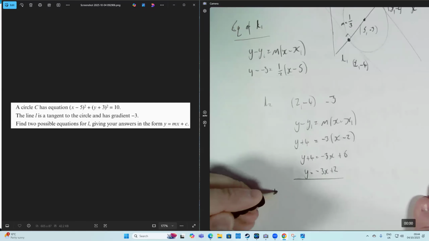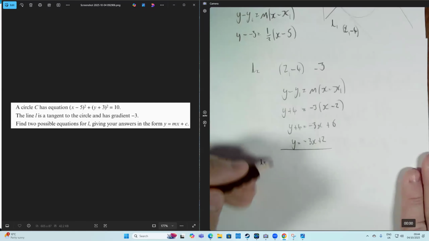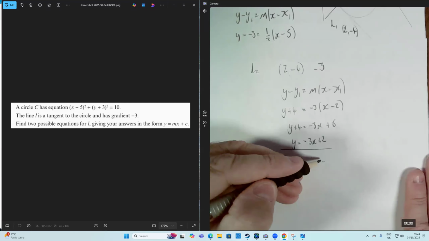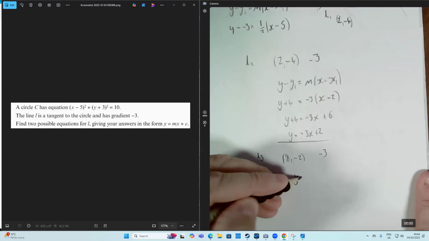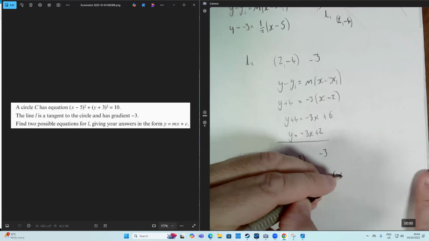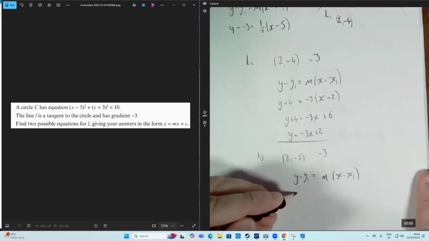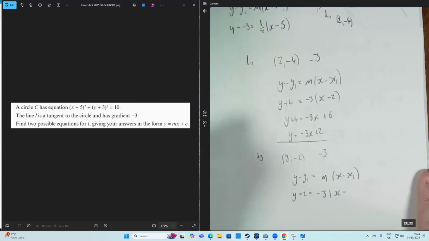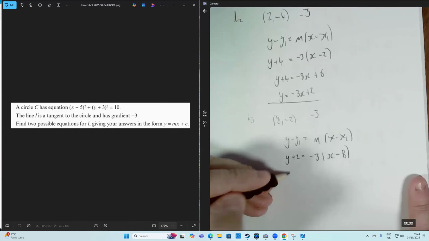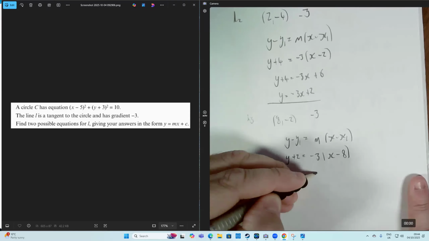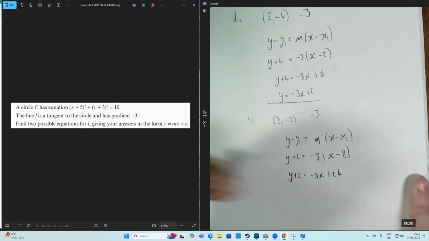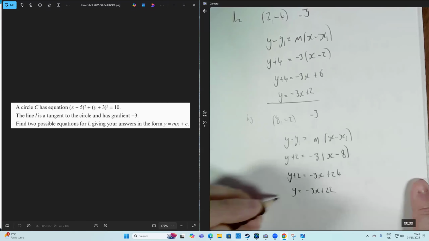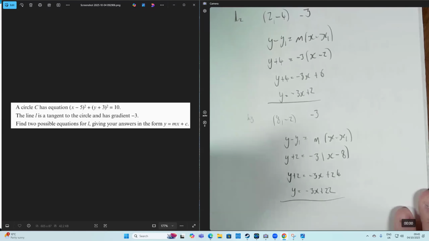Let's do the other one, the one that I've now called L3. That is the coordinate 8, minus 2. And we have a gradient of minus 3. So again, using y minus y1 is m times x minus x1. We have y minus minus 2, which is y plus 2, equals minus 3 times x minus, in this case, 8. So therefore, y add 2 equals minus 3x plus 24. So we're going to have y is equal to minus 3x add 22. And that's the equation of our other line, L3.